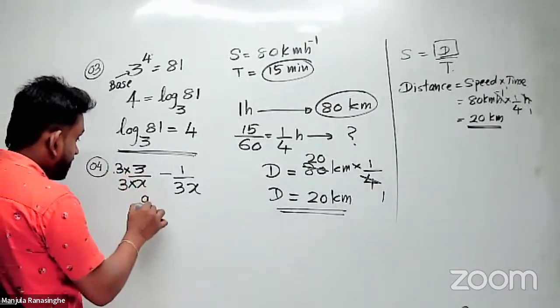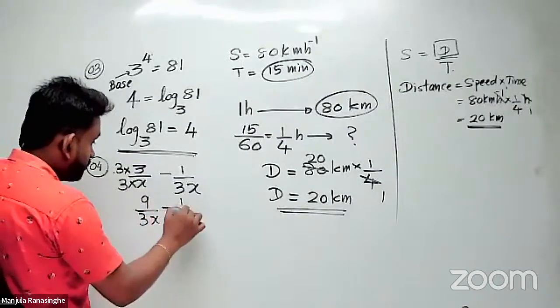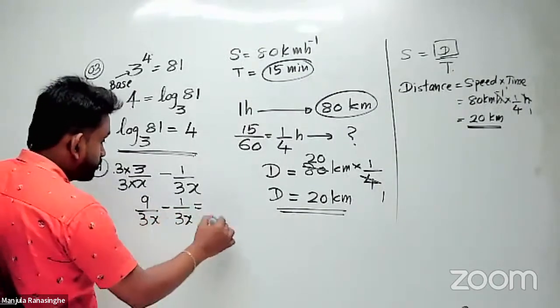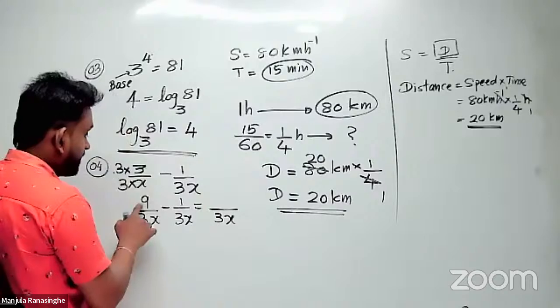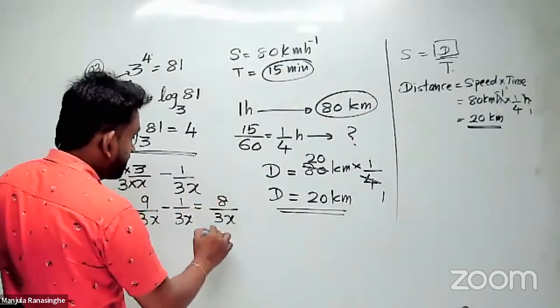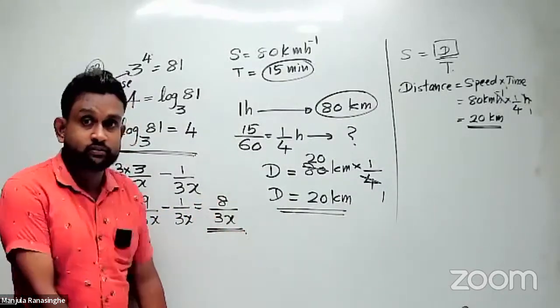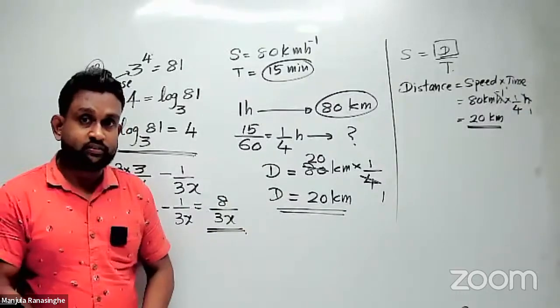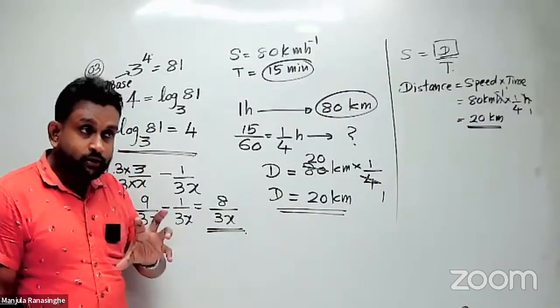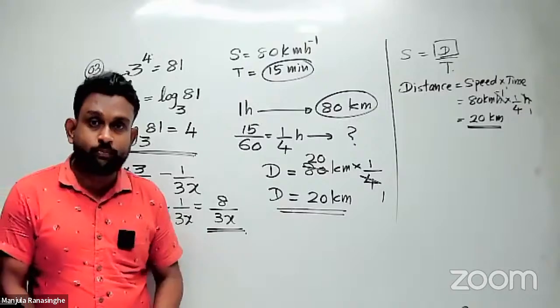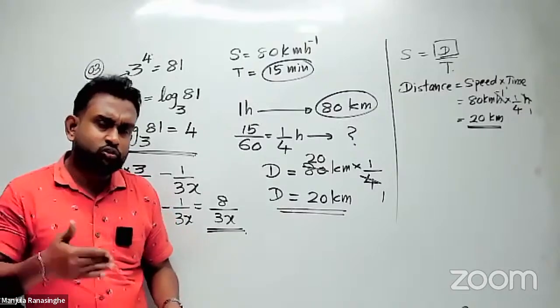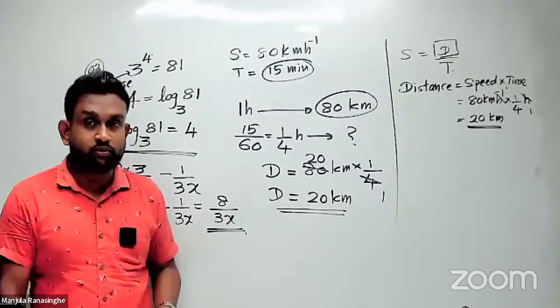Now 3 into 3, 9 upon 3x minus 1 upon 3x. Now you can see that 3x is the denominator. Then 9 minus 1 is 8. So the answer becomes 8 upon 3x. Understood? So this is the theory of fraction subtraction. What is the concept? You need to make the denominators the same by writing equivalent fractions.